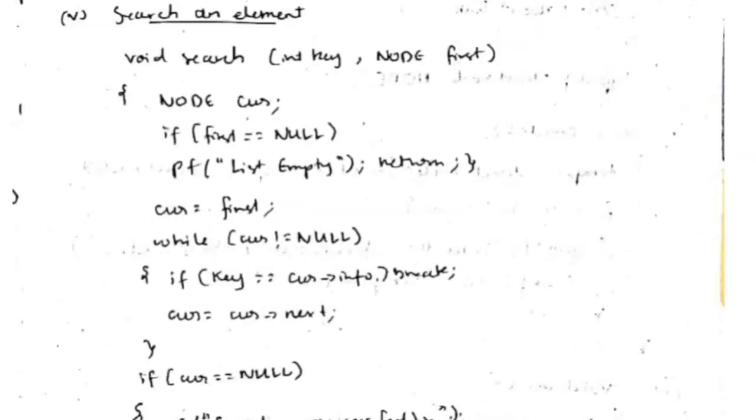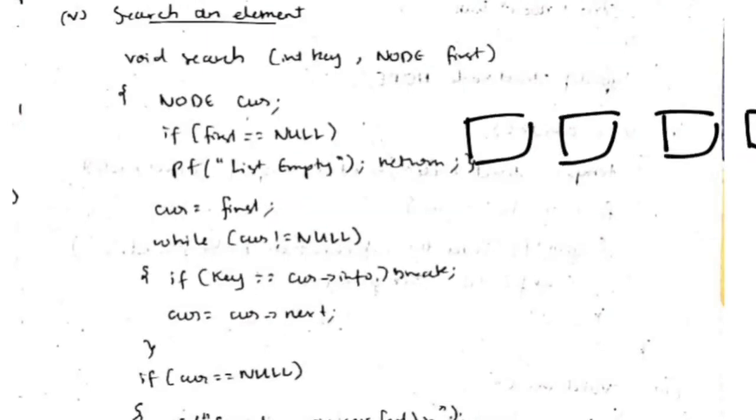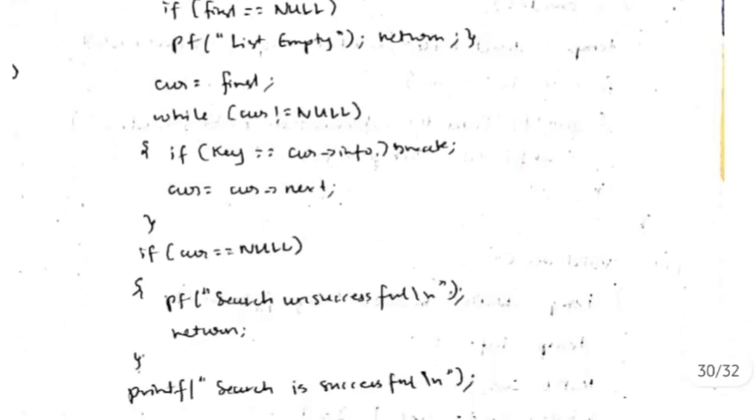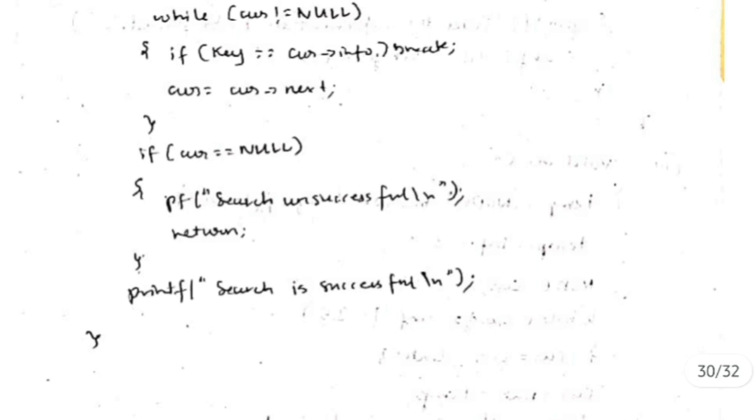Okay, searching the element is also the same. We will have the list, we will travel each node and compare the information part with the item. Okay, so item is int key, means whichever value they give, that will be compared with the information part of each node. If we get that, we will come out of this function and print that it's found, else if we don't get it, we will print search unsuccessful.